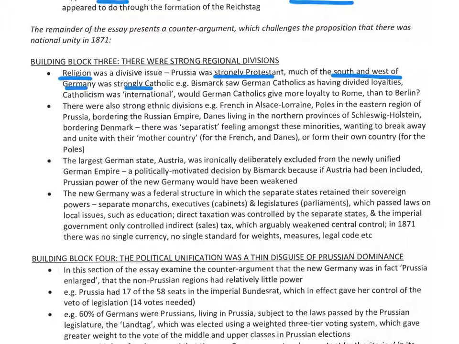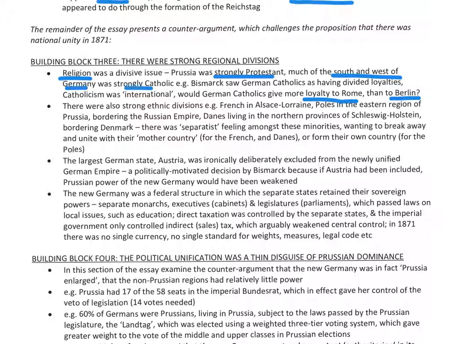Would it lie to Berlin, in other words, to his government, or would it be more to Rome? And Bismarck always believed that German Catholics would give more loyalty to Rome than to Berlin. And so Bismarck, in a sense, called them the Reichsfeinde, the enemies of the Reich. Although they were Germans, he believed that they were working to undermine German unity. Now, was that right? Probably not. There's a lot of evidence that the Catholics in 1871 were very loyal, but Bismarck over-exaggerated that.